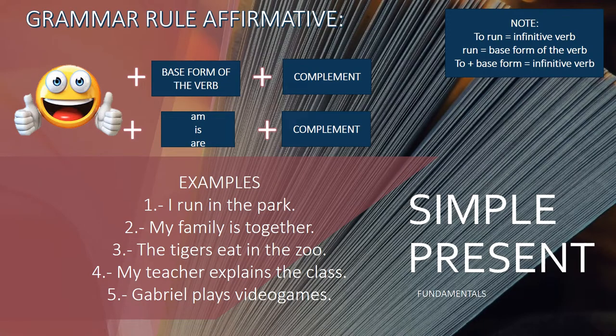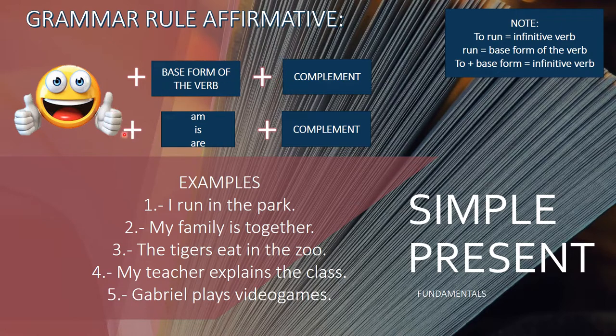Muy bien, entonces ya estuvimos viendo anteriormente las reglas, the grammar rule affirmative, para el presente simple. So you have here the subject, el sujeto, plus the base form of the verb, ¿sí? Cuando es, por ejemplo, la base form aquí nos menciona, tienes el infinitivo, por ejemplo, to run is the infinitive verb, y run is the base form of the verb, o la base del verbo. Okay, so the base form plus the complement.